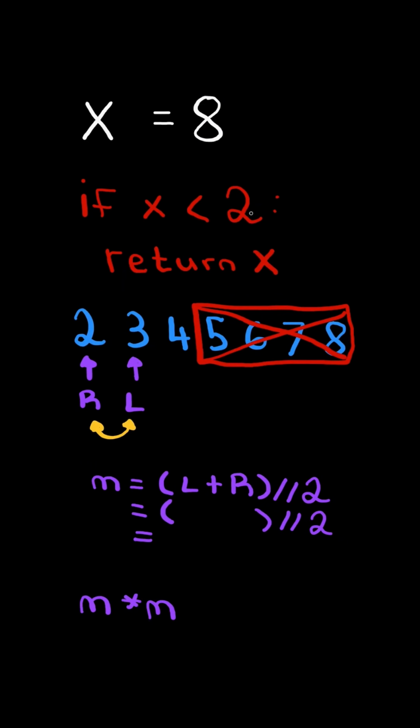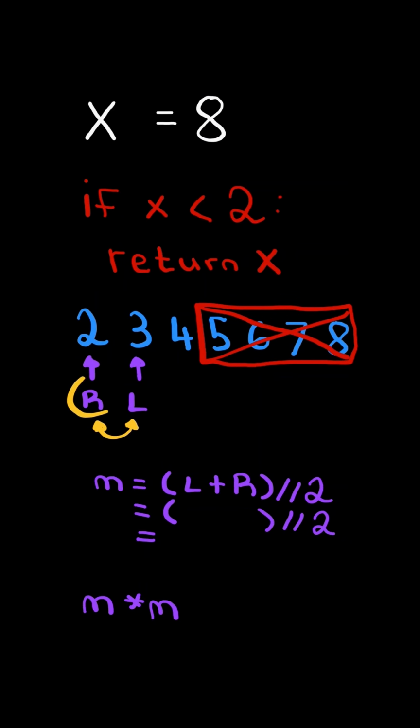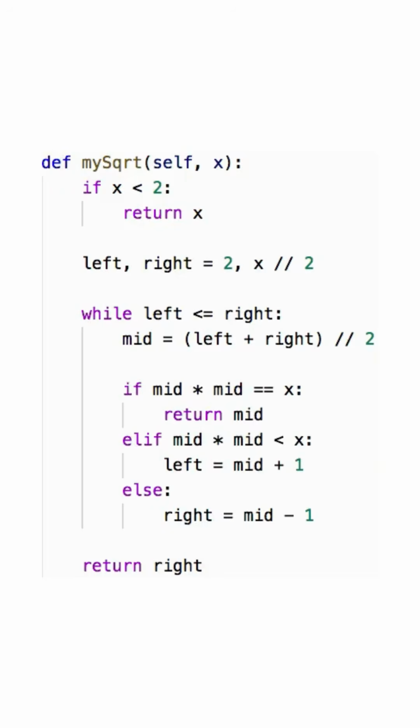When L and R cross each other, we stop the algorithm, and R will be the square root of x rounded down to the nearest integer. And here's the code to do so.